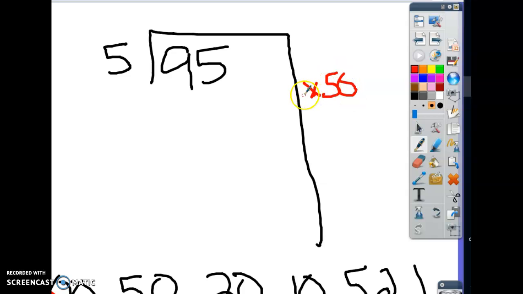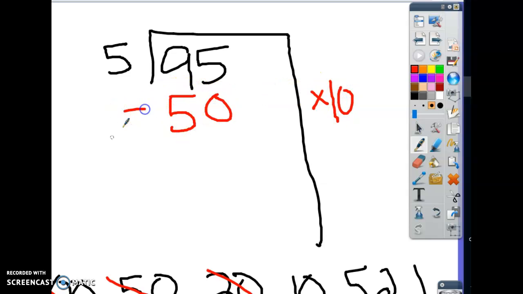Good, 250. 250 is way too big, so it can't be 50. So let's try 20. What is 20 times 5? 20 times 5 is 100. Is that too big? Yes, it is. So I can't do 20. So let's do 10. All right, 10. 10 times 5 is 50. So I can subtract that 50 because 50 is smaller than 95, but it doesn't go over 95. So we can use 50.